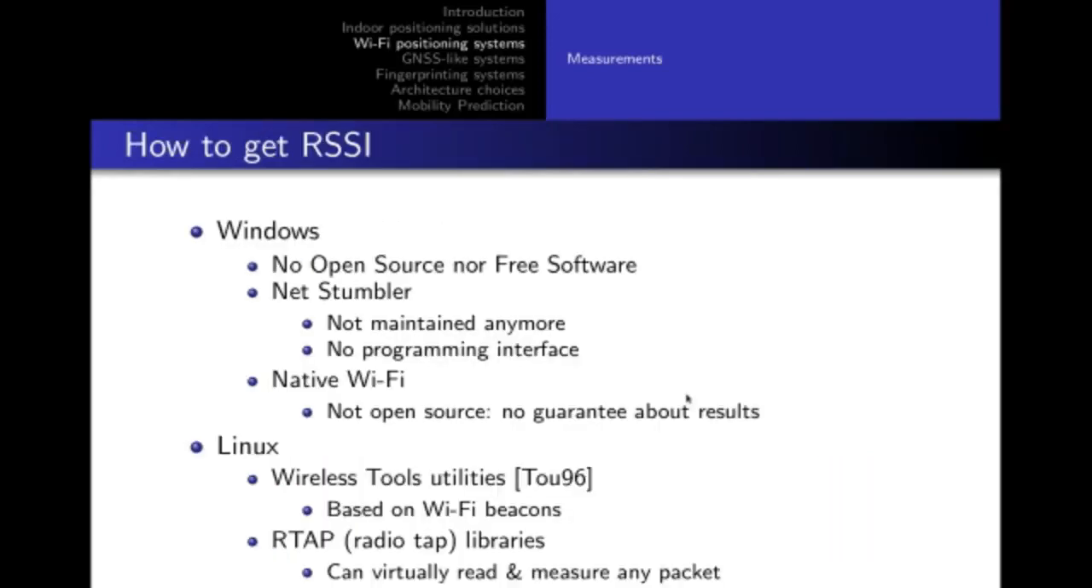So how do you get the RSSI? On Windows, you have no open source nor free software to do that. There is NetStumbler, but it's not maintained anymore, and there is no programming interface. You also have the native Wi-Fi, which is not open source, and you have no guarantee about the results. On Linux, you can resort to the wireless tools utilities, which are based on the Wi-Fi beacons and must be used from the client device, so the mobile device, or the RadioTap library, which can virtually read and measure any packet on the network, and which can be used from the access points, the mobile devices, and so on.